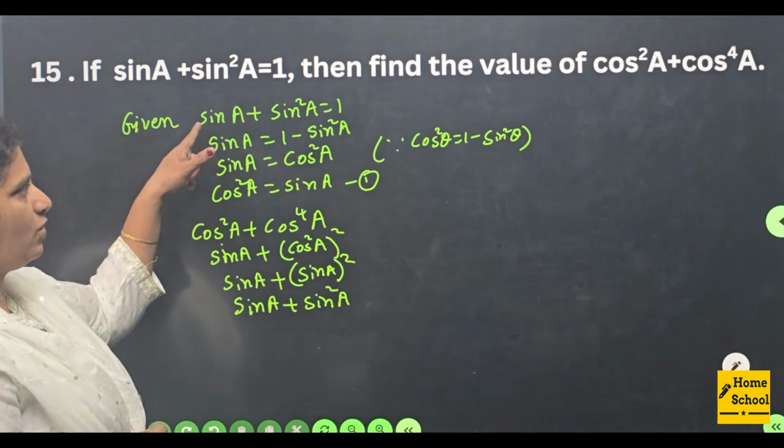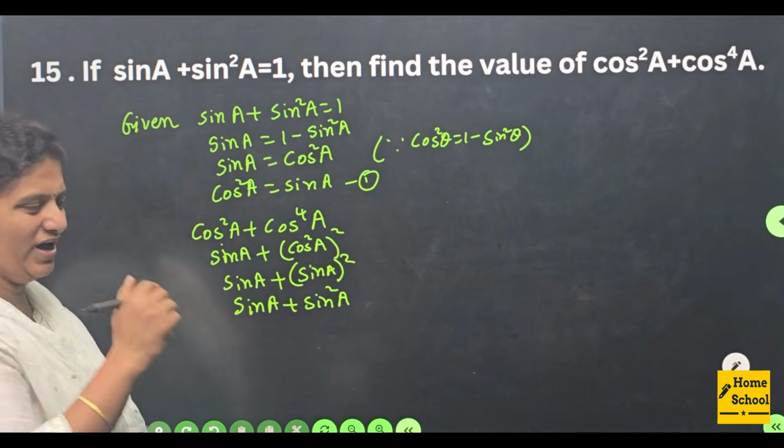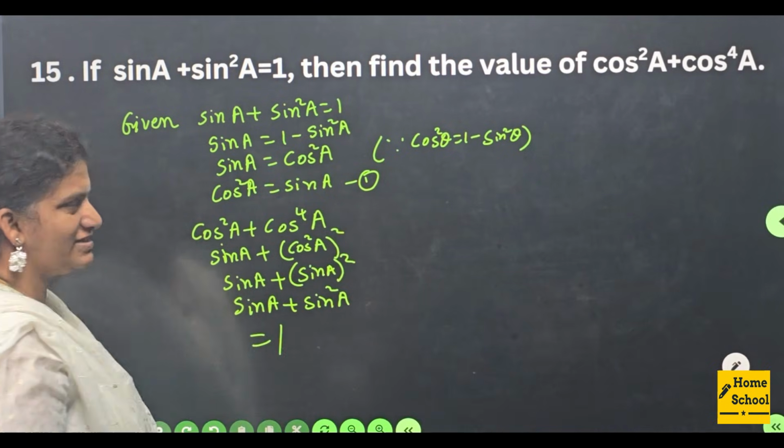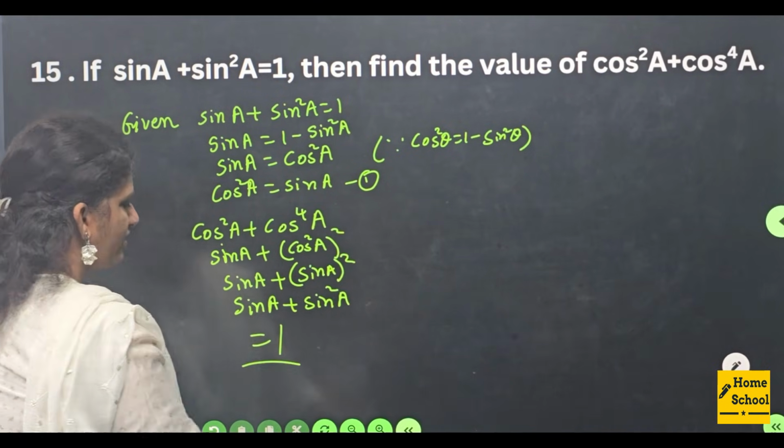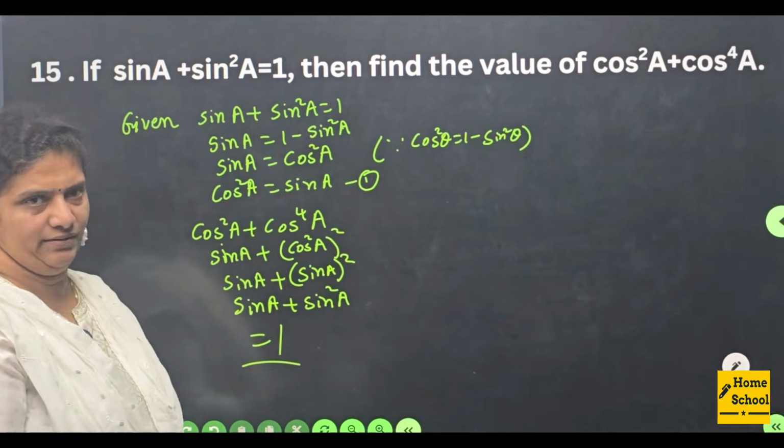So observe the question carefully. What is sin A plus sin square A? It is 1. Therefore this is also equal to 1. What is your final answer? Cos square A plus cos power 4A is 1.